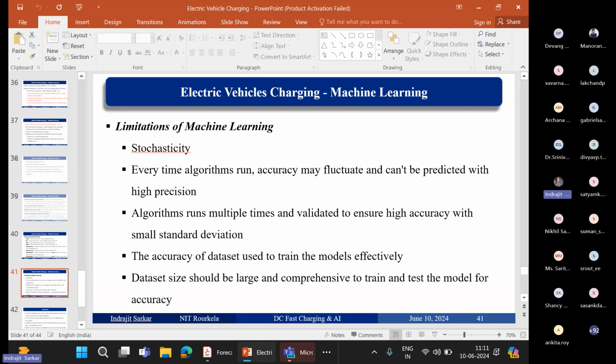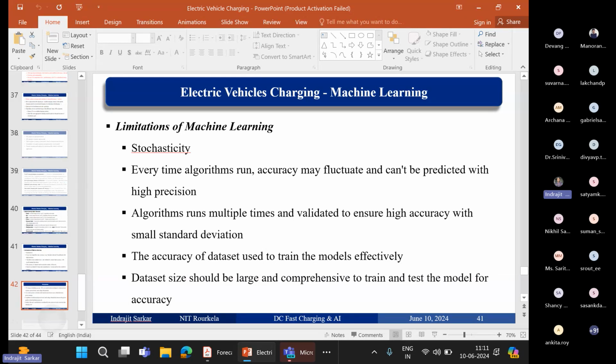The algorithm runs multiple times and is validated to ensure high accuracy with small standard deviation. That you have to ensure. The accuracy of the dataset used to train the model effectively. The dataset should be large. A small dataset will give you erroneous forecasting.